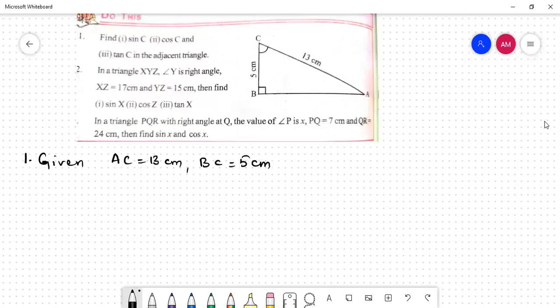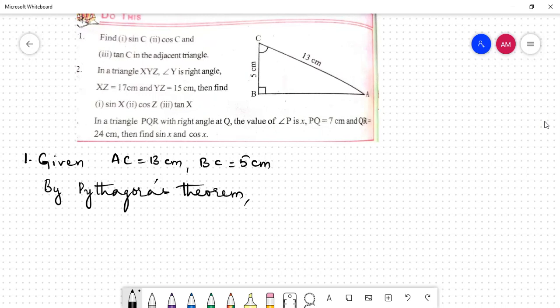What is this triangle? It's a right angle triangle. By observing the right angle triangle, immediately we have to remember one theorem. So what is that theorem? Pythagoras theorem. By Pythagoras theorem, what can we say?